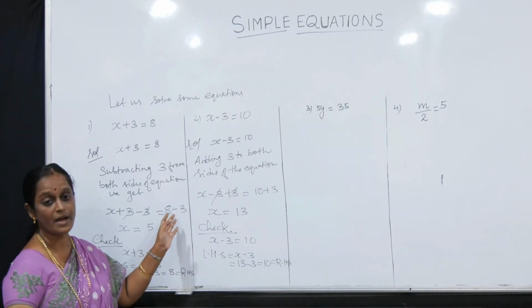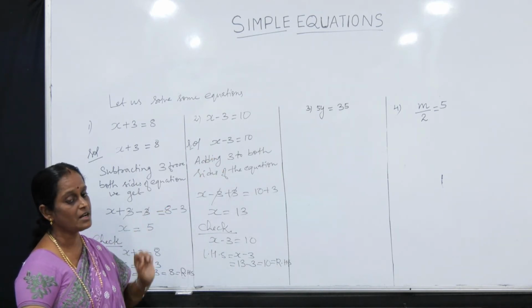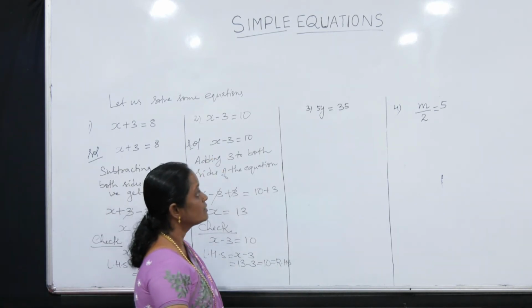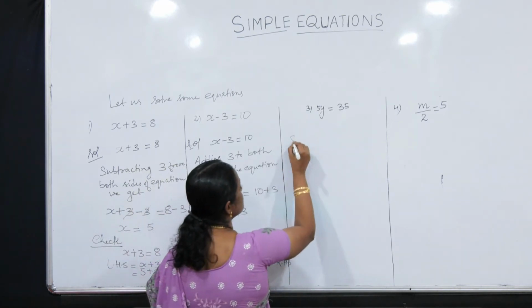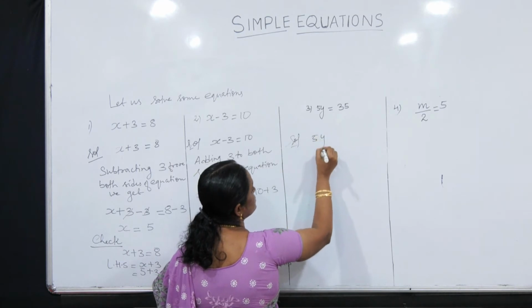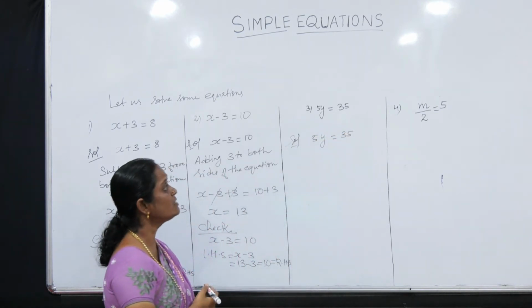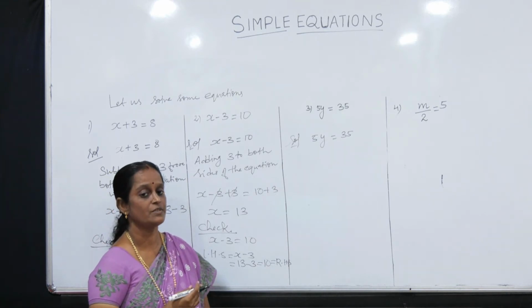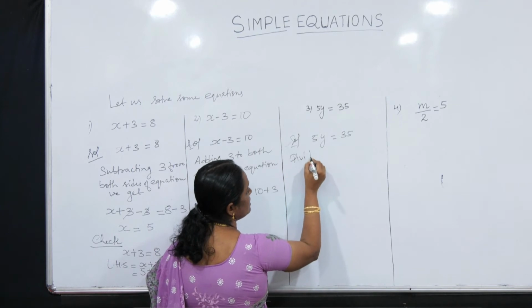Now here also we have added 3 to both sides of the equation to separate the variable x. Next equation is 5y is equal to 35. So here the equation is 5y is equal to 35. Here we will be dividing both sides of the equation by 5.